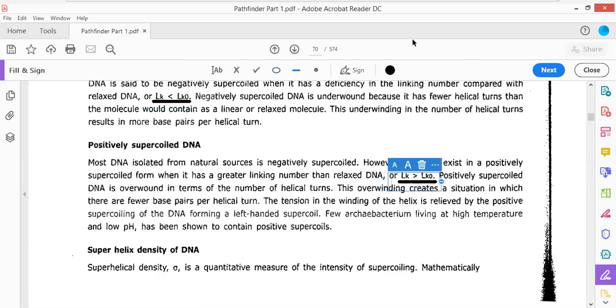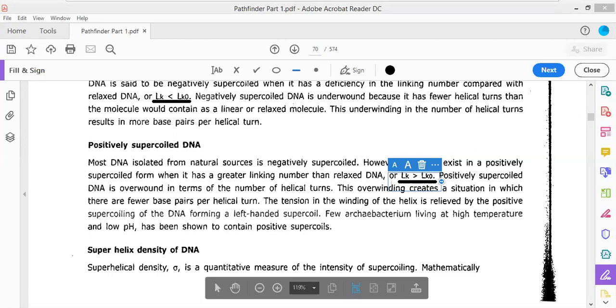I knew that some of the students might have some questions up till now. If you have any questions, you just put them in the chat box. I will answer them here only, because I want you to understand what is positive and what is negative supercoiling. If you have any query, you can write it in the chat box, and I will immediately answer it. Okay.